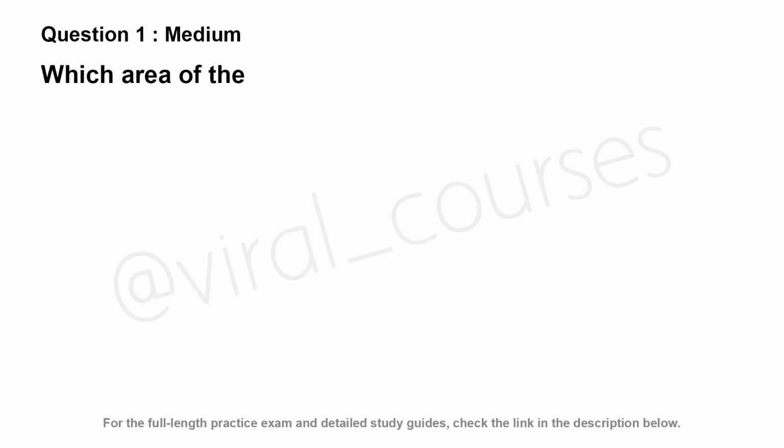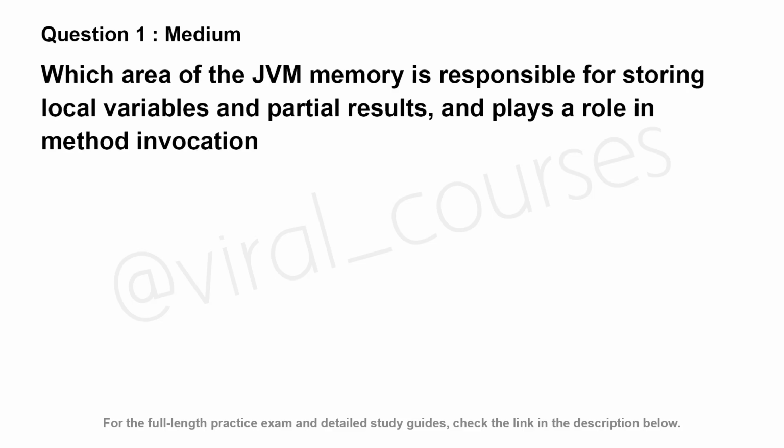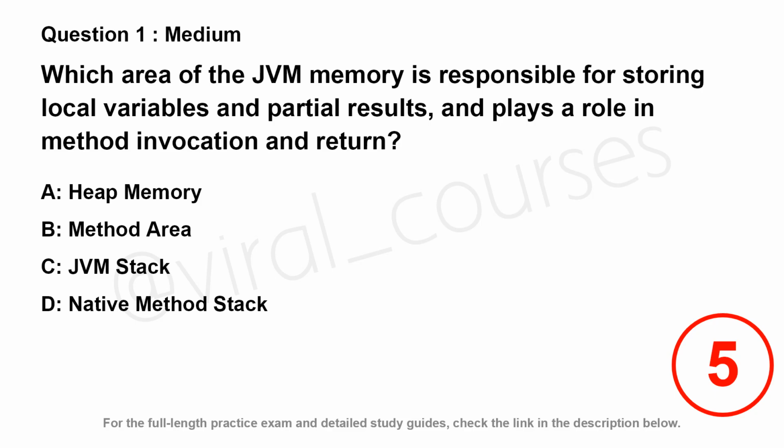Which area of the JVM memory is responsible for storing local variables and partial results, and plays a role in method invocation and return? Option A, heap memory. Option B, method area. Option C, JVM stack. Option D, native method stack.